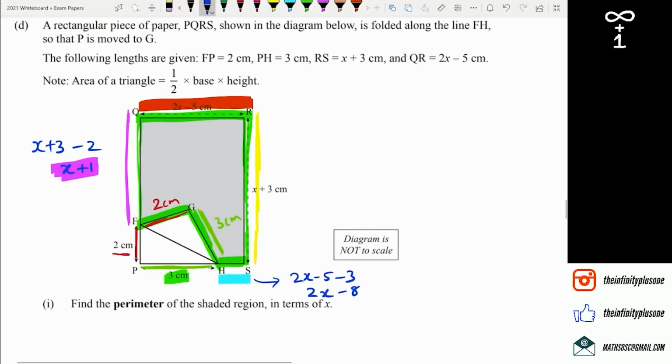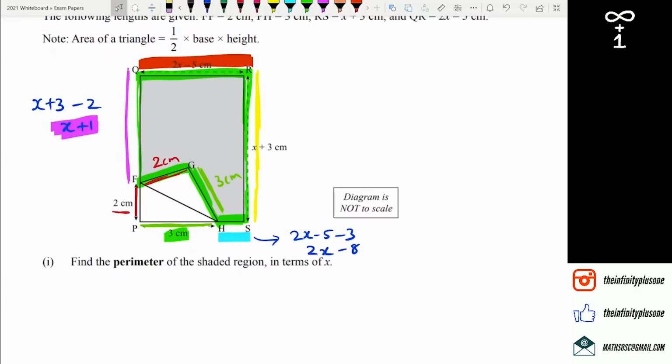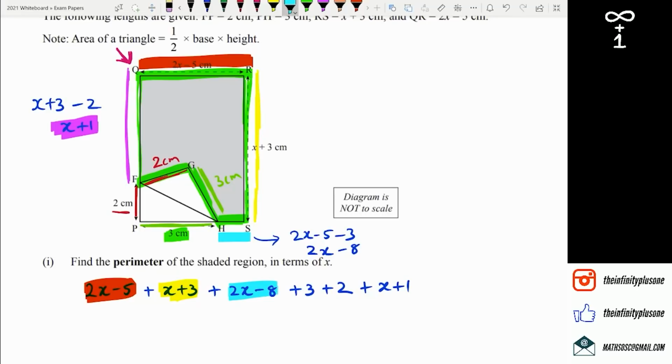So I'm going to start adding everything up for the perimeter. I'm going to start here and go clockwise. So then I've got 2x minus 5, which is the red part. Then the yellow part, which is x plus 3. Then the blue highlighted part, which is 2x minus 8. Plus 3, plus 2, plus the pink part, which equals x plus 1. So just to reiterate, that red right there is 2x minus 5. The yellow is x plus 3. The blue is 2x minus 8. The green part that I did here is 3. 2 is the red line. And the pink part is x plus 1.